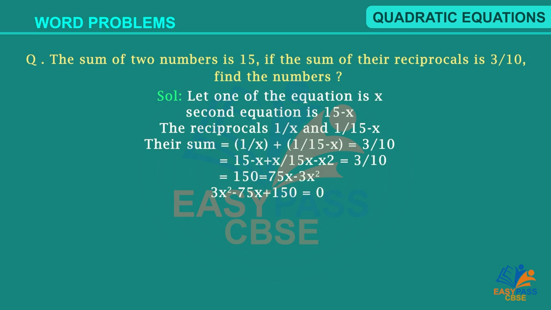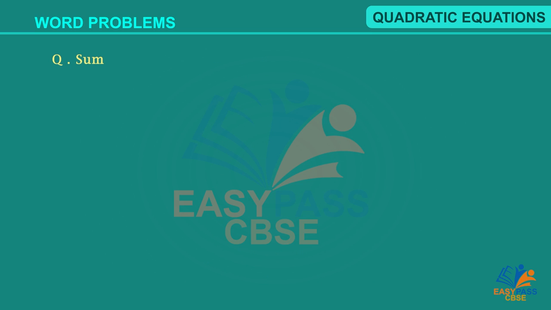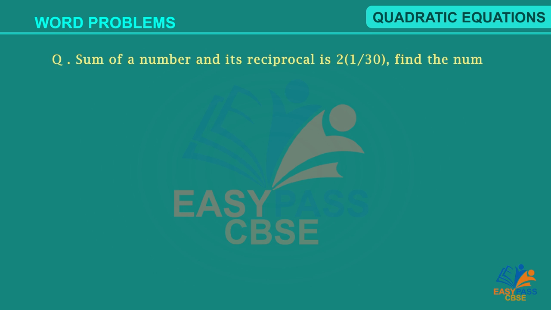On simplifying, you get x square minus 15x plus 50 equal to 0. That means either x is equal to 10 or x is equal to 5. So therefore, the two numbers are 10 and 5. Third question. Sum of a number and its reciprocal is 2 and 1 over 30. Find that number.